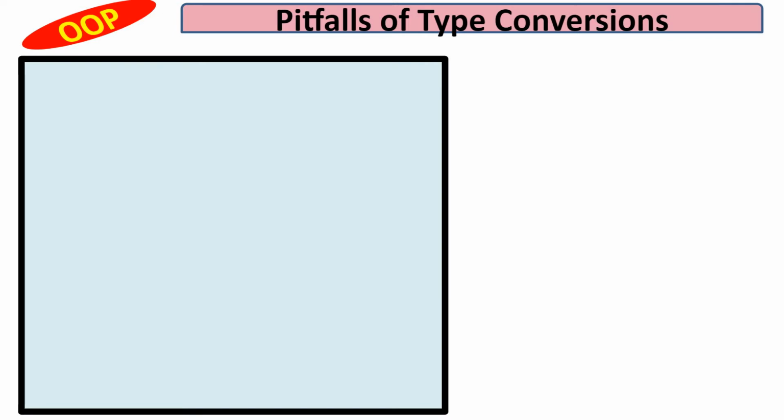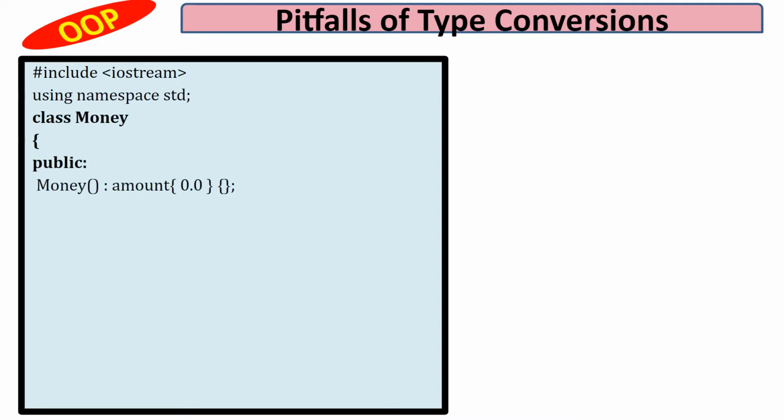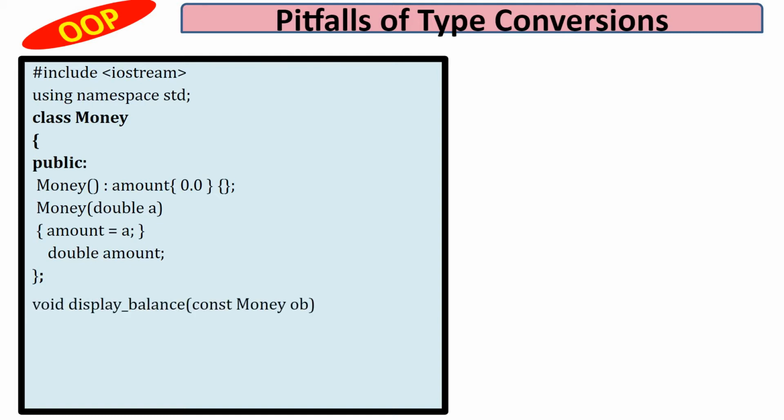So consider the type conversion pitfall program here. Using namespace std, we have a class Money. Inside the class Money we have a data member, that is amount, and the default constructor initializes the value 0 to the amount. Then you have Money(double a), that means Money having a double parameter, which is known as the conversion constructor, converting the double amount into the class object Money. And then we have a display balance function where the parameter of display balance is a Money type object, whichever object I want to display the value of.